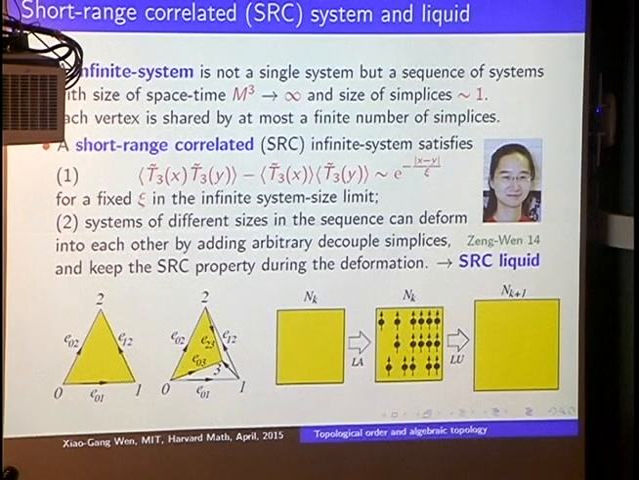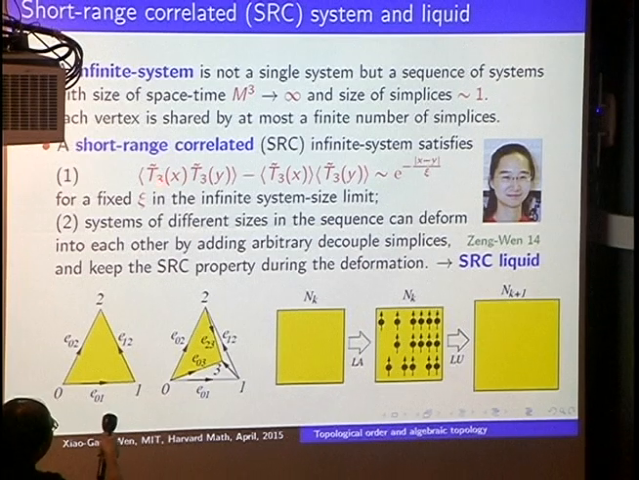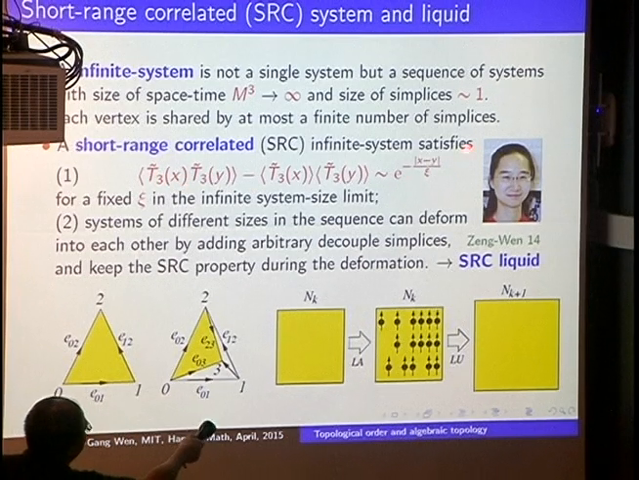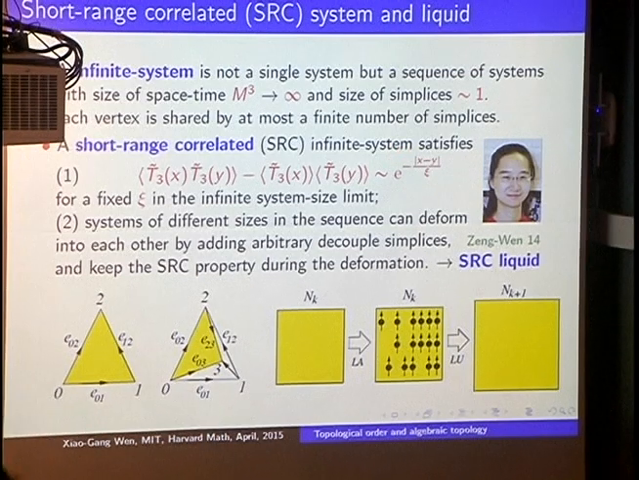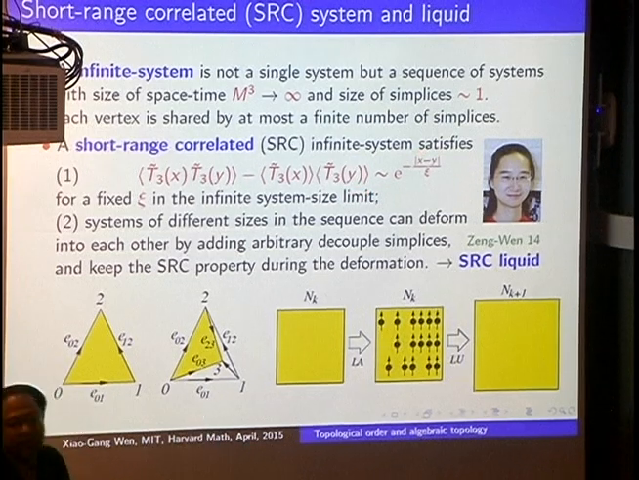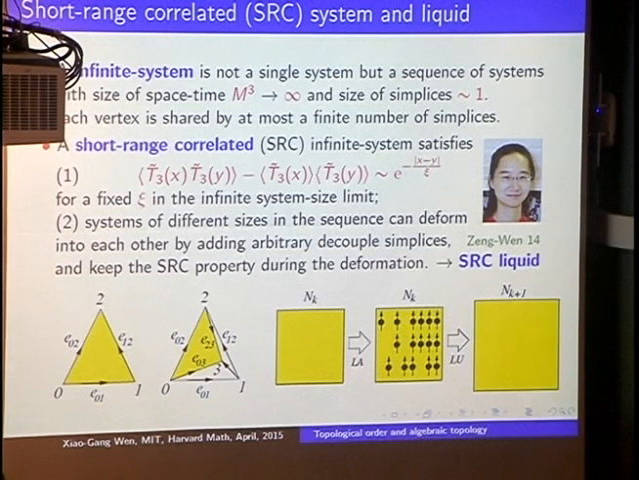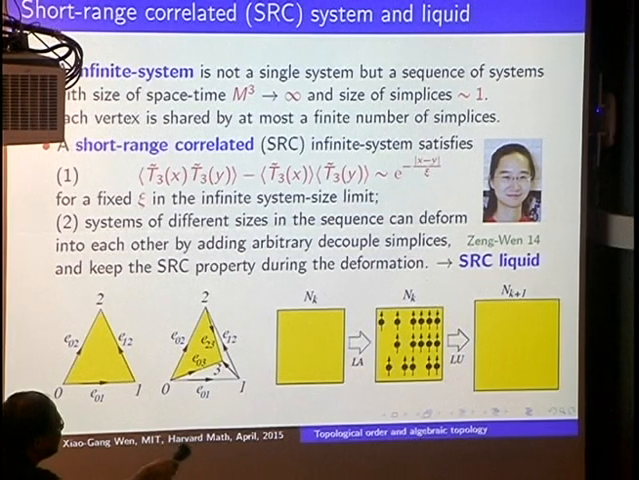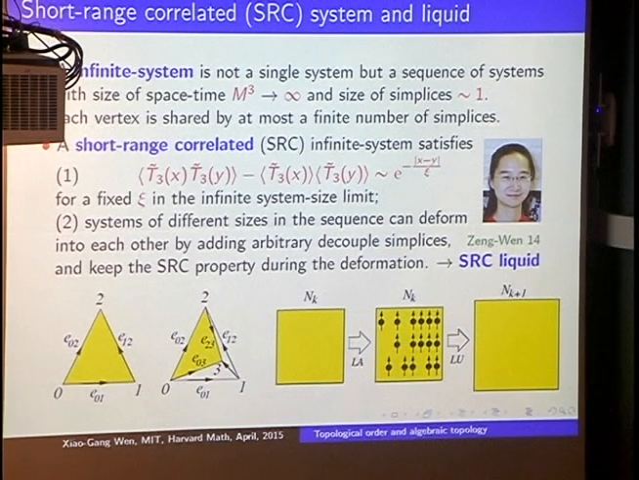And in this infinite size limit, we can define the so-called correlation function. If the correlation function for any modification of a tensor always has exponential decay, we say it is short-range correlated. If you choose some tensor, then the correlation function may have algebraic decay. Then we say it's not short-range correlated. But for a certain choice of tensor, this correlation function always has exponential decay. For this choice of tensor, we say we have a short-range correlated system. And in this talk, I mainly concentrate on the short-range correlated system, which is simpler. It's more related to algebraic topology.